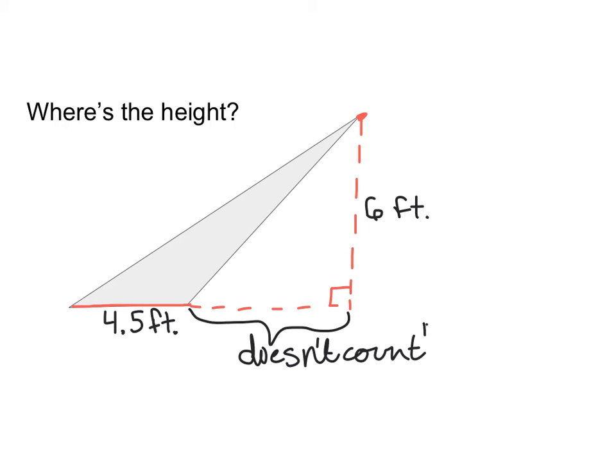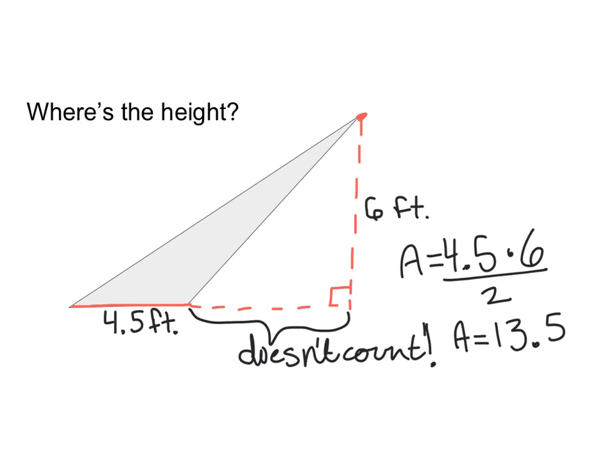And then we can use our formula. So we can say that area equals 4.5 times 6 divided by 2. When I do that, I get an area of 13.5. So that means that the area equals 13.5 feet.